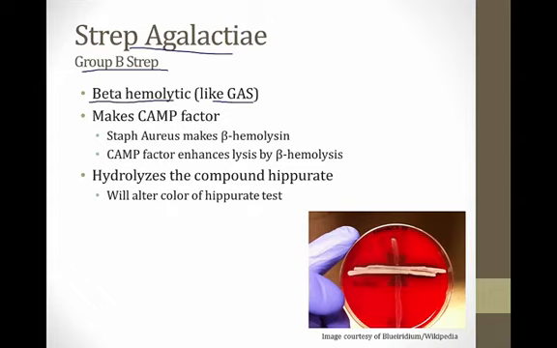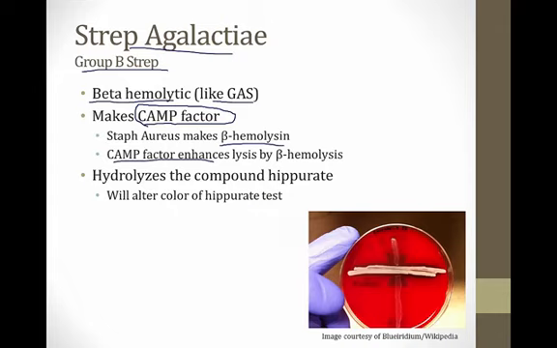The first one is that it makes something called the CAMP factor. So CAMP factor is named for its inventors. They each have an initial that's in the name, C, A, M, and P. What CAMP factor does is that Staph aureus makes a substance called beta hemolysin that can perform hemolysis. CAMP factor enhances the lysis by beta hemolysin.